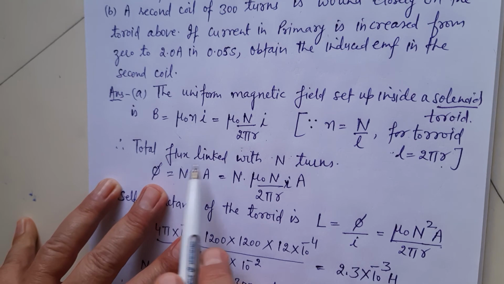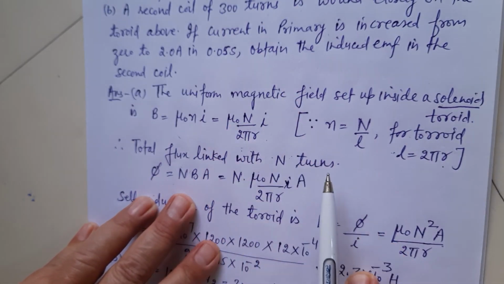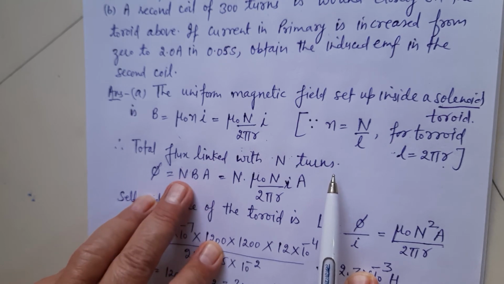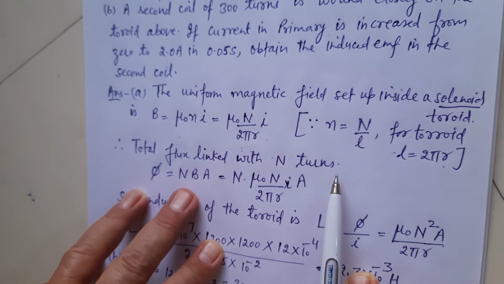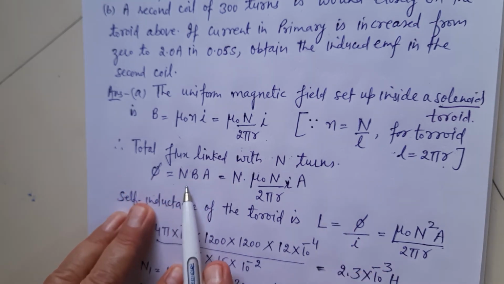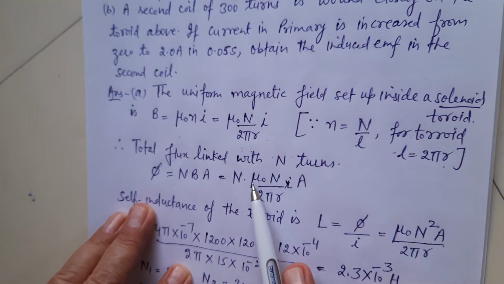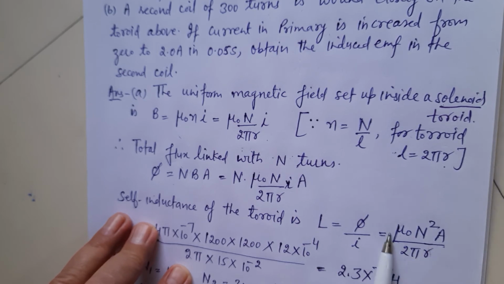And the total flux linked with N turns will be, because here turns are involved. Generally when we discuss in topic, we take 1 turn. But in numericals, we need the number of turns. So we should multiply it in the formula. So phi is equal to BA is for a single turn. Phi is equal to NBA is for N turns. So put the value of B, we will write mu naught N square. We will get L is equal to mu naught N square A upon l. But here l will be 2 pi r.